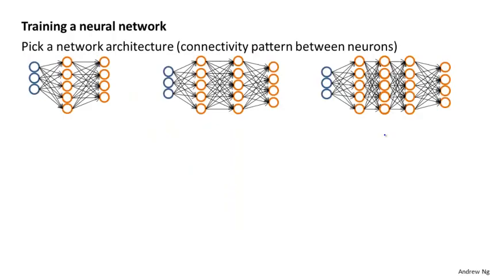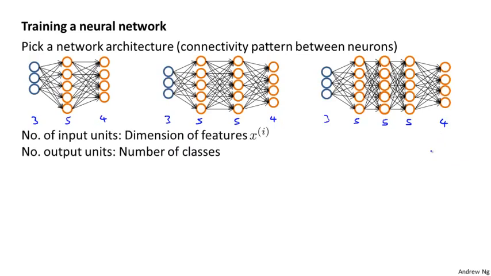When training a neural network, the first thing you need to do is pick some network architecture. And by architecture, I just mean connectivity pattern between the neurons. So, we might choose between, say, a neural network with 3 input units and 5 hidden units and 4 output units, versus one with 3 input, 5 units in each of 3 hidden layers, and 4 output units. And so these choices of how many hidden units in each layer and how many hidden layers, those are architecture choices. So how do you make these choices?